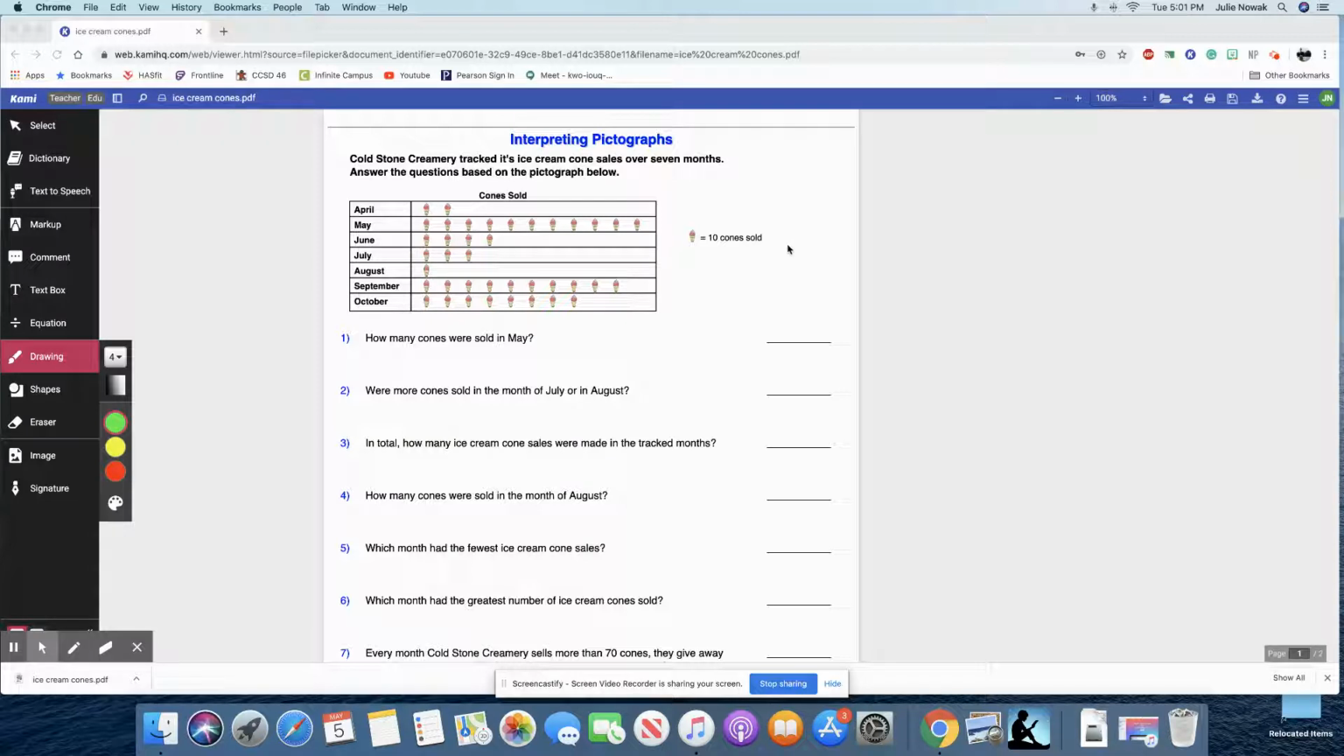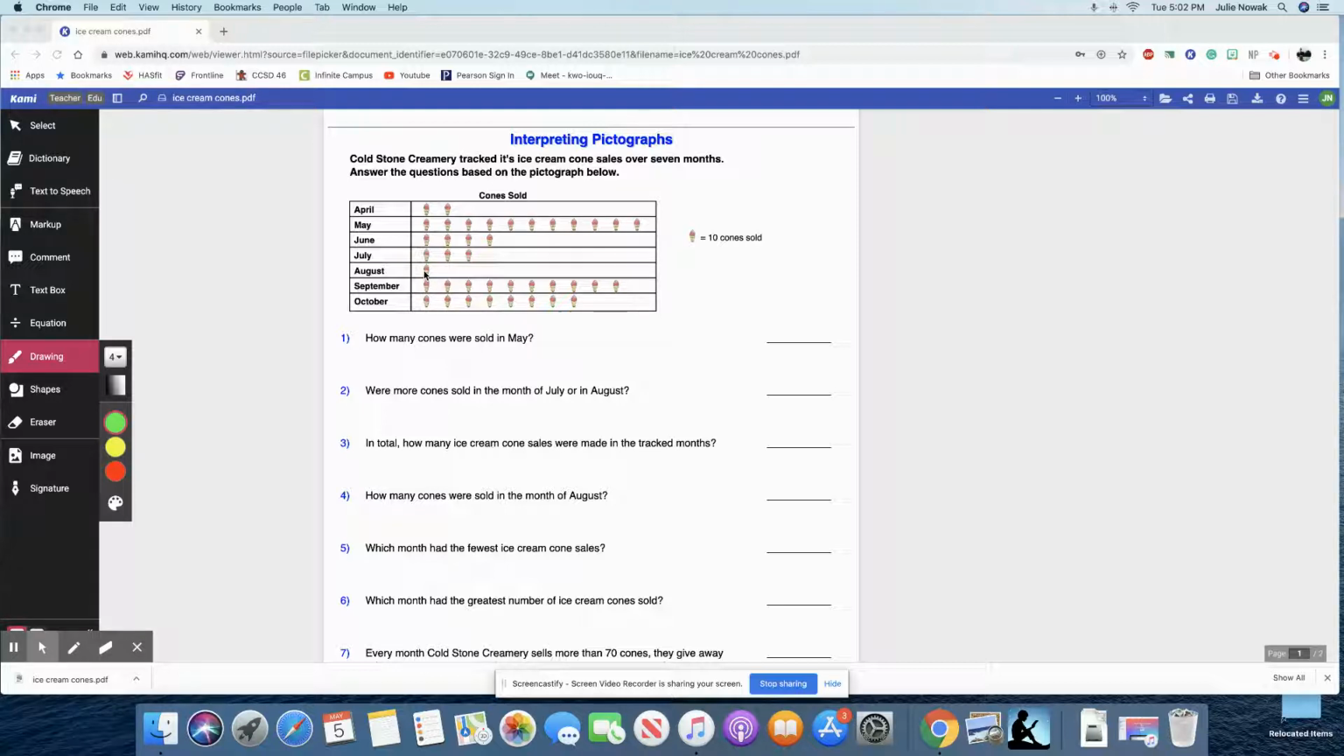And what's most important is this little key over here. It tells you that one picture of an ice cream cone is not equal to 1. It's equal to 10 cones sold. So the beauty of this is I can look at this graph and know right away that in May, the most cones were sold. I don't know the exact number. Even if I counted every ice cream cone picture, that wouldn't be the exact number. I'd have to then multiply it by 10. But I can see easily that May, I sold the most, and then in August, I sold the least.